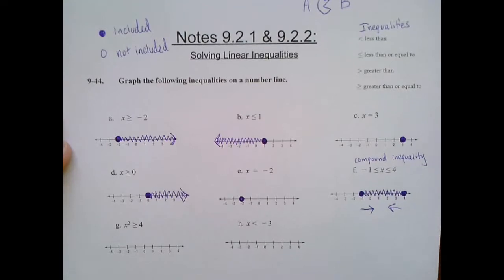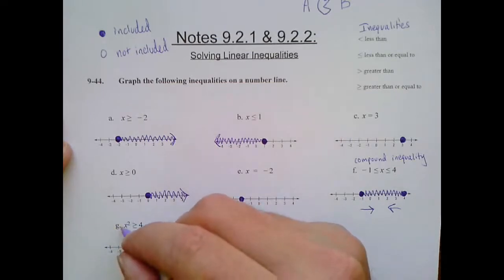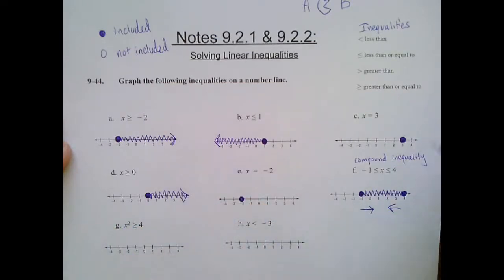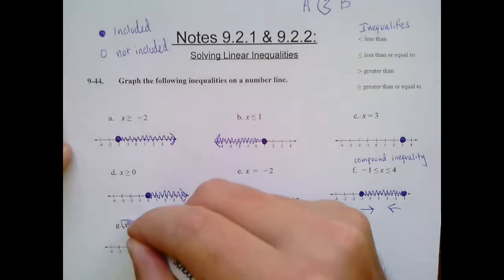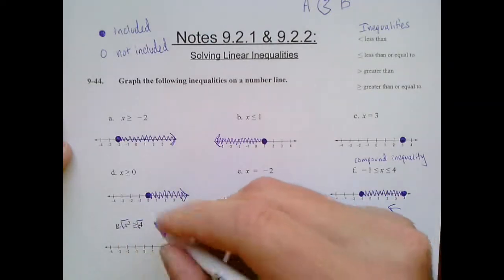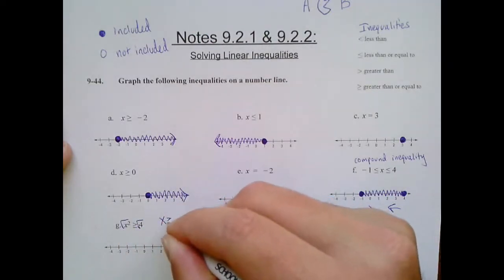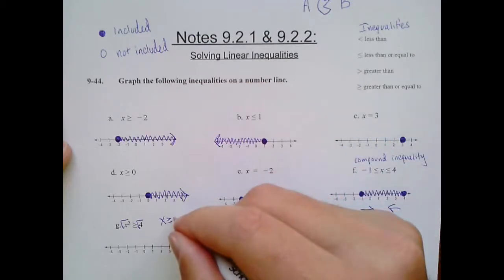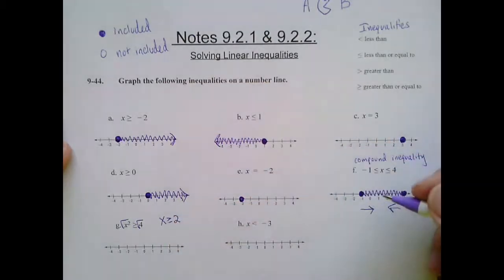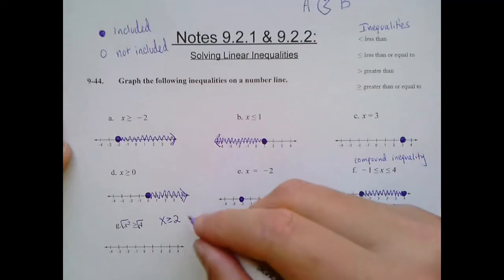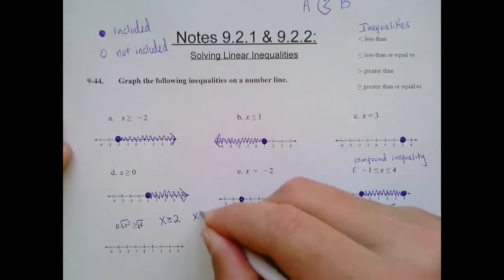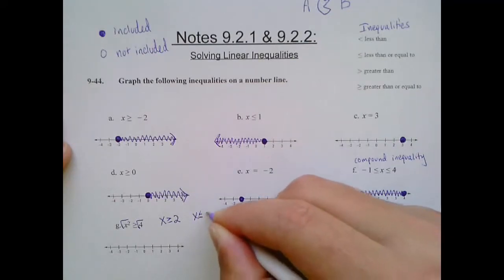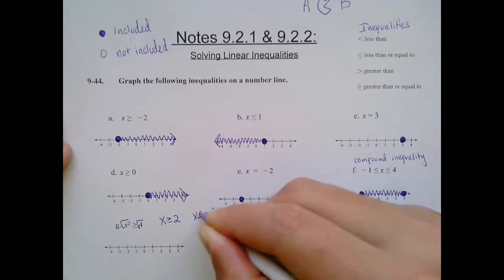How about this one? Here we have x squared is greater than or equal to 4. Well, what we could do is we could take a square root on each side. So in this case, you could say a square root on the left and a square root on the right. Then you would have x is greater than or equal to the square root of 4, which is 2. But then you'd also have x is less than or equal to -2. We know that -2, if you square it, is also going to be 4.